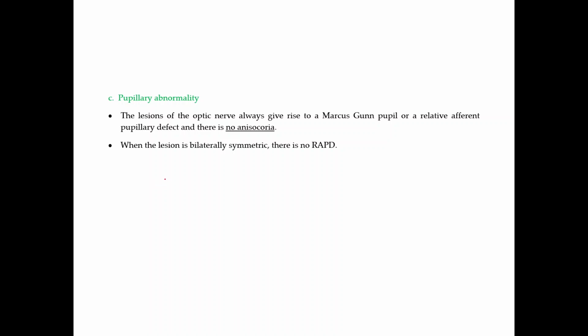Okay. Pupillary abnormality, mainly we are worried about the pupillary light reflex. The lesions of the optic nerve always give rise to an afferent pupillary defect, and there is never anisocoria in afferent defects. Whenever there is anisocoria, the defect is in the efferent pathway. We will discuss this in detail in the pupil class. When the lesion is bilaterally symmetrical, you would not expect a relative defect. So you might think there is no pupillary abnormality.